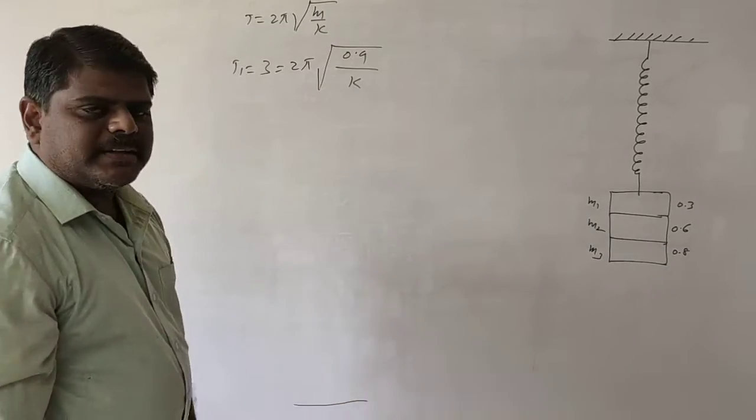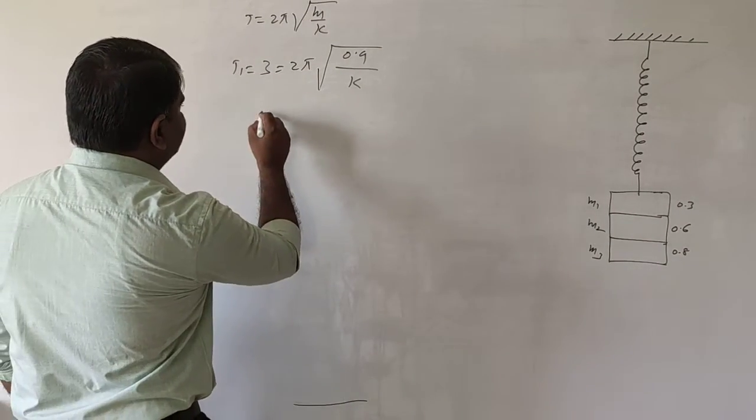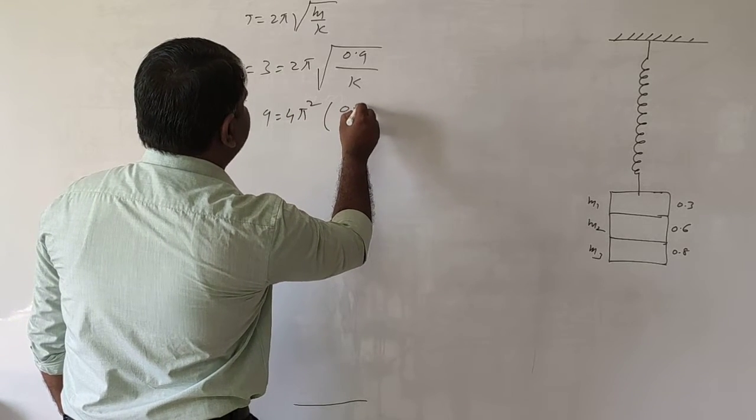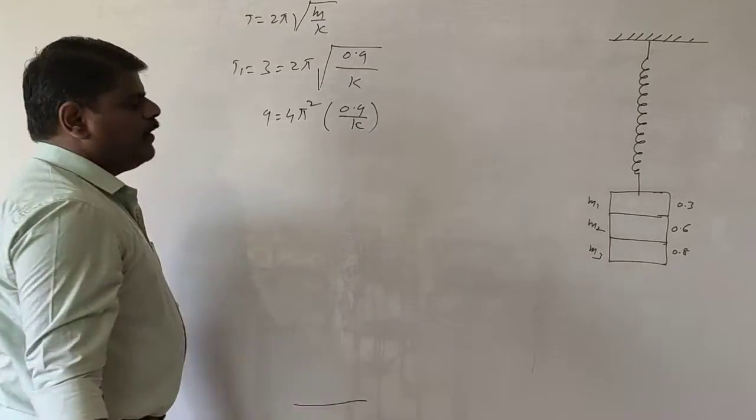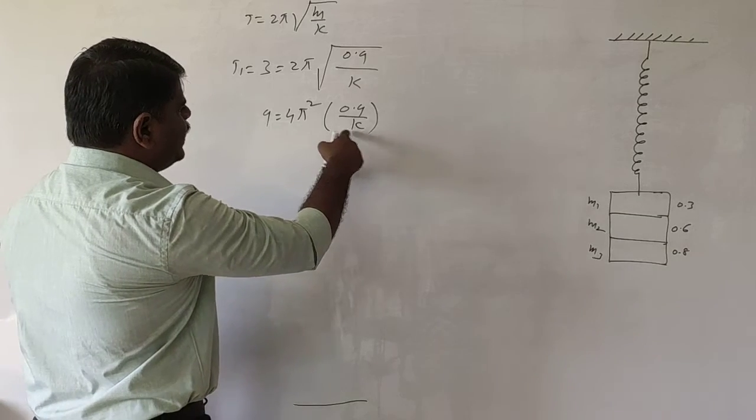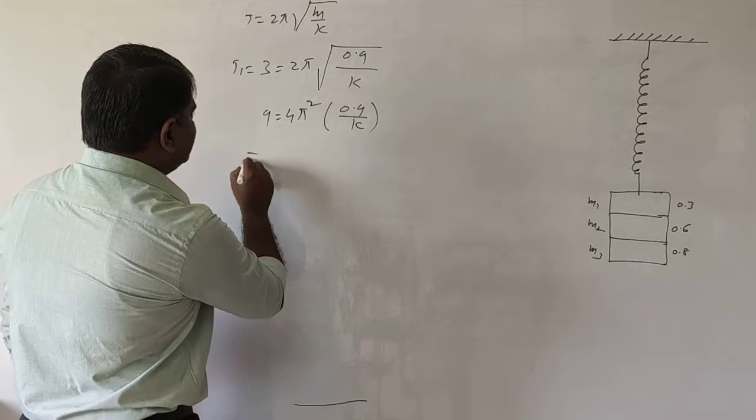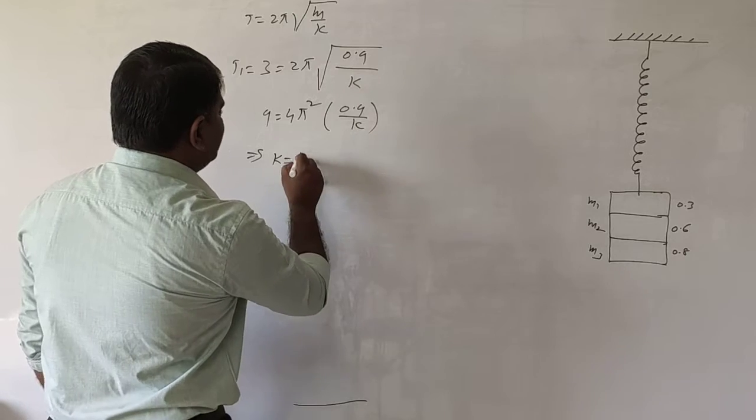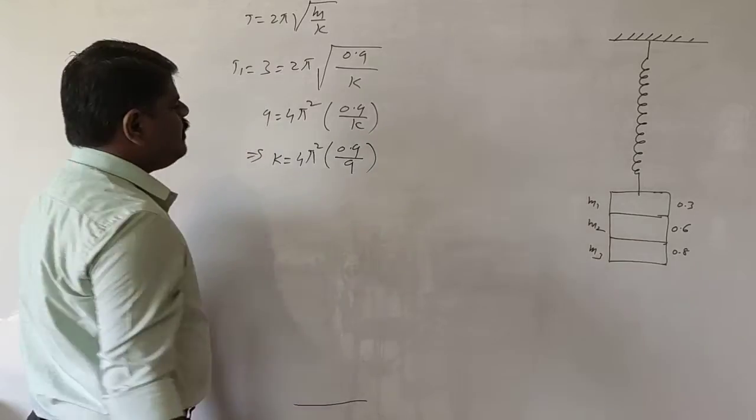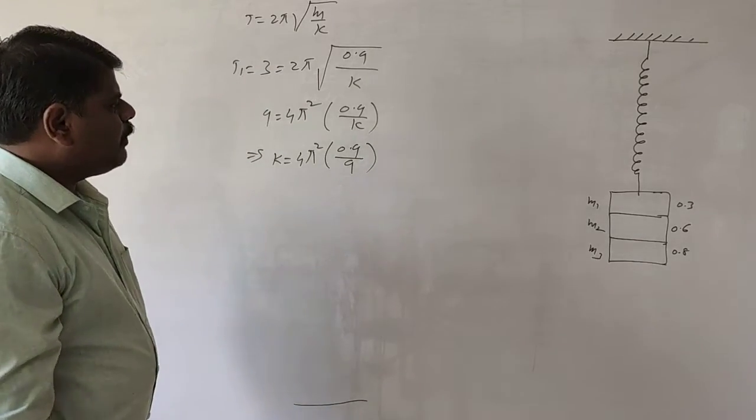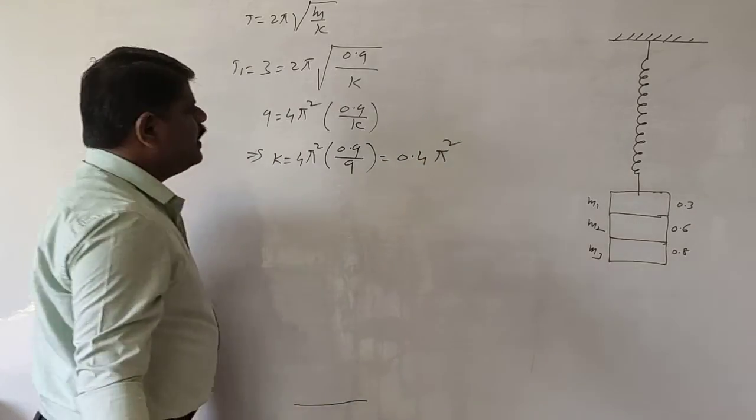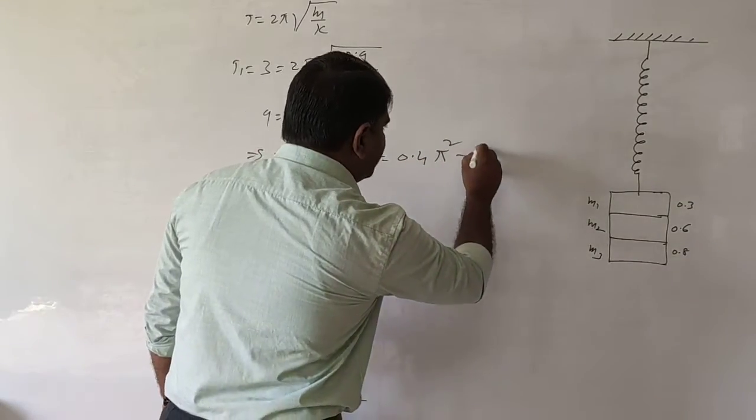Take the square on both sides. If I take the square on both sides, it becomes 9 equals 4 pi square into 0.9 by k. Now find the k value. k goes to this side, 9 comes to this side. So k equals 4 pi square into 0.9 by 9. The 9 will be cancelled out, 0.1 will be there. That equals 0.4 pi square. So this is the k value. You can call it equation number 1.